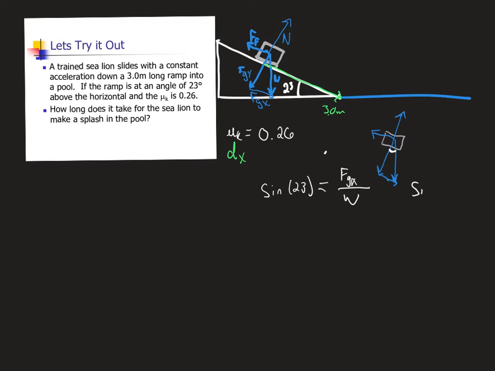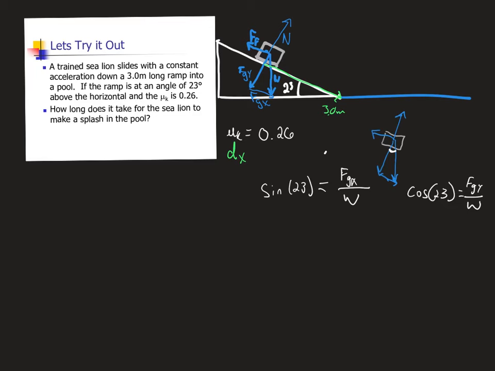The cosine is the force of gravity in the y divided by weight. Because we don't have a weight, or we don't have a mass, we're going to have to factor it out with this as well.